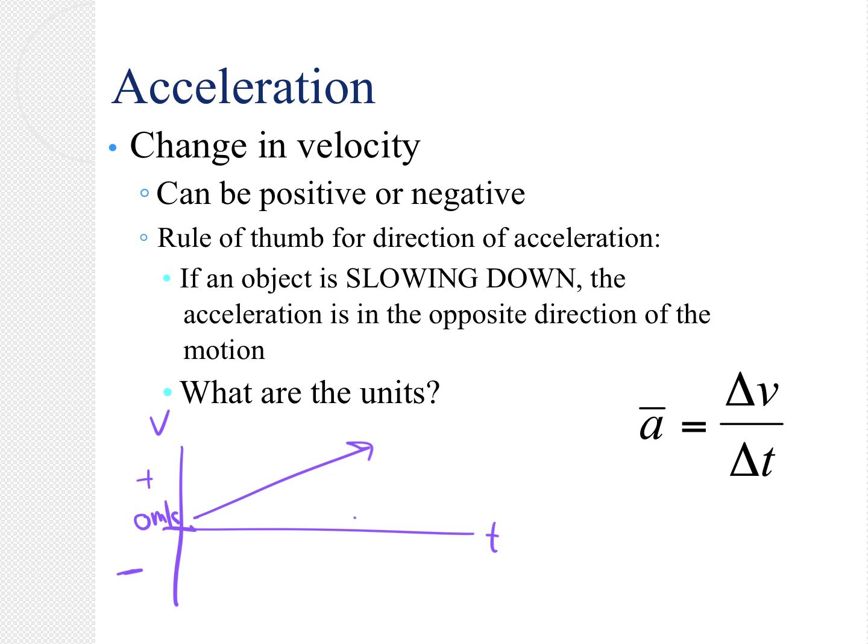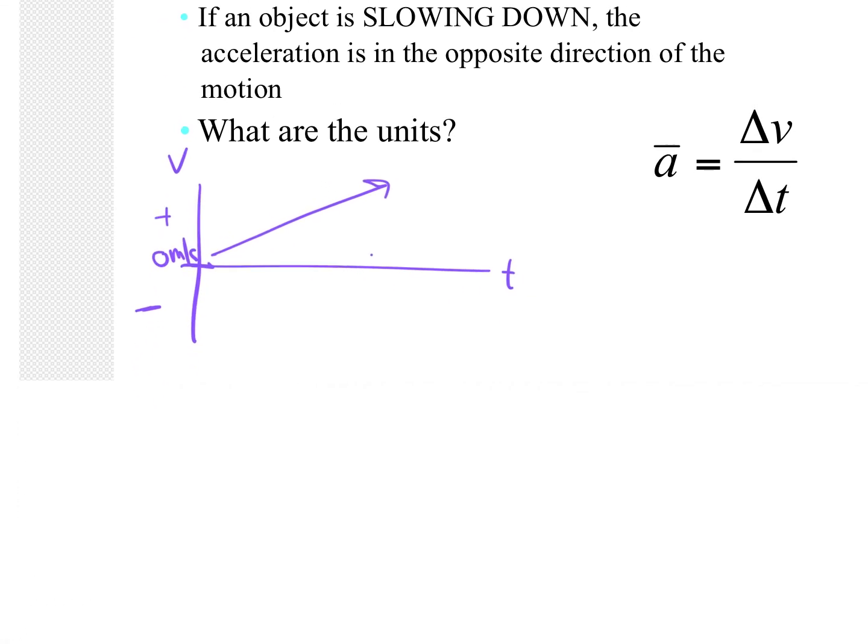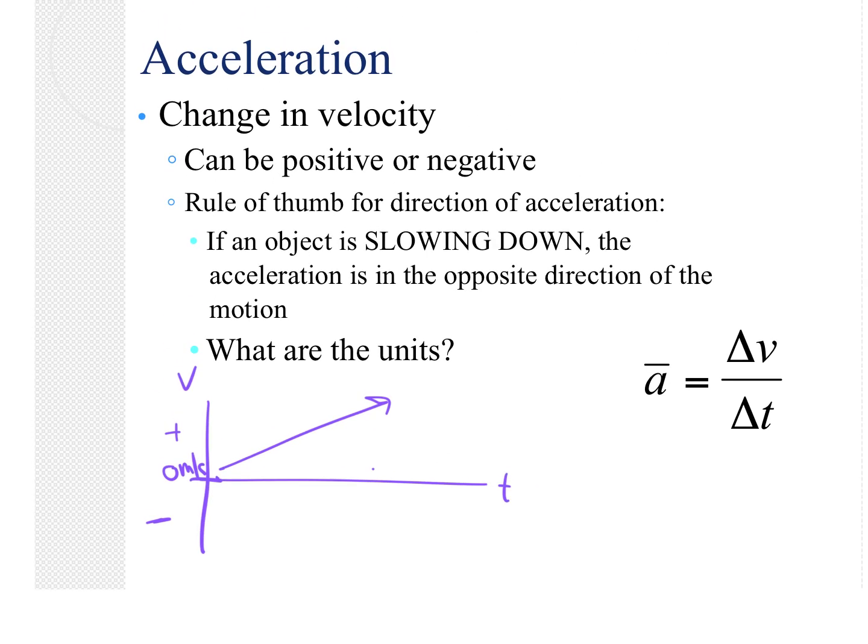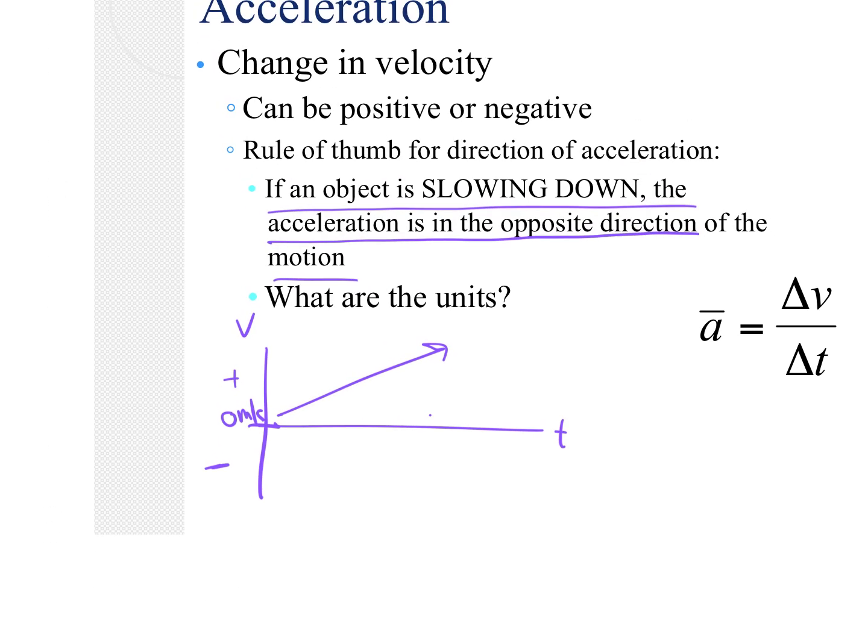Okay? And do you remember that little rule of thumb I gave you about the sign for acceleration? It's the opposite of velocity. There's a specific time that it's the opposite of the velocity. Oh, I have it actually on the slide. When my object is slowing down, the acceleration is in the opposite direction of the motion. So they have opposite signs. So an example here would look like this.